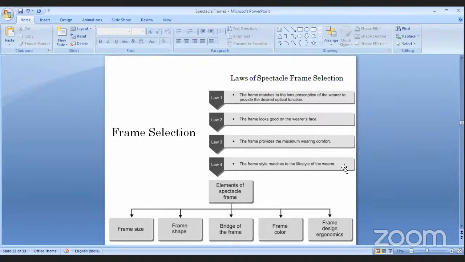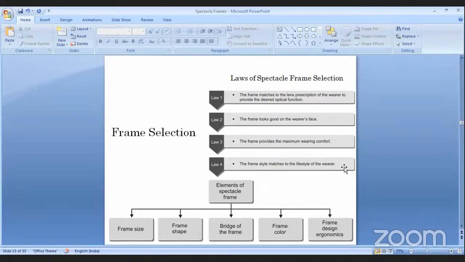The bridge of the frame determines the ideal fitting as well as the comfort. If the bridge is not appropriately fitted, it will not be used comfortably and the patients will always have difficulties using the frames. Now, bridge fitting is important while selecting plastic frames, not metal frames, because in metal frames the nose pads are flexible. We can adjust the fitting of the metal frame bridge by moving those two nose pads to different positions, but this is not possible in the case of plastic frames.